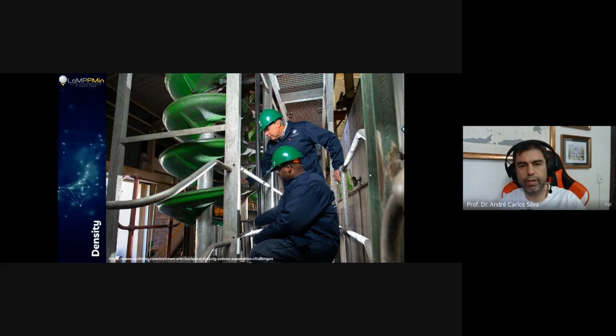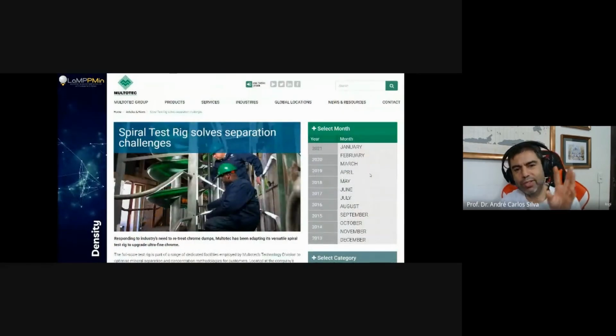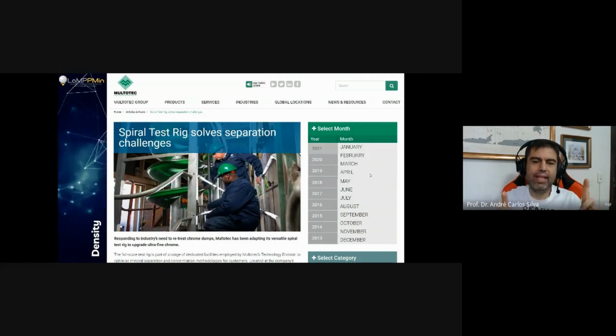But this is a Mark spiral concentrator, okay? And when I saw those guys' website, Multotec, I was so impressed that I thought to myself, let's print the screen, let's show this to my students, because look at the logo. Spiral Test Rig solves separation challenge. It's quite ambitious, but they are saying that they can solve problems, okay? And they are actually right for some situations. They can solve some problems, not all of our problems, but definitely they can solve some of our problems, okay?